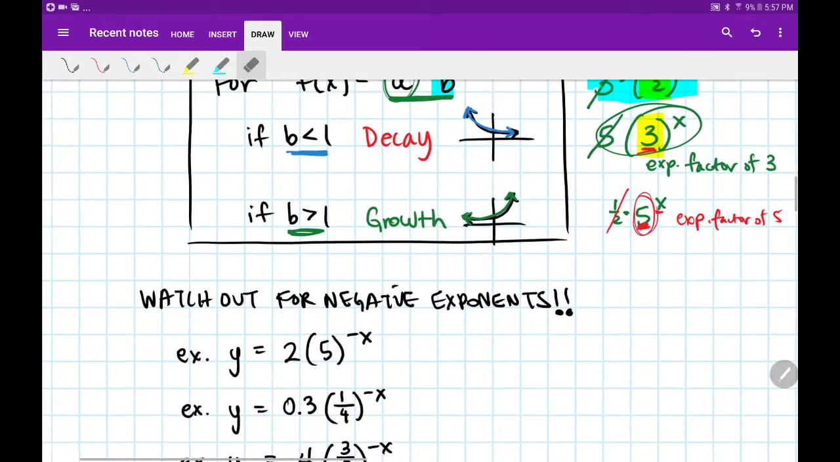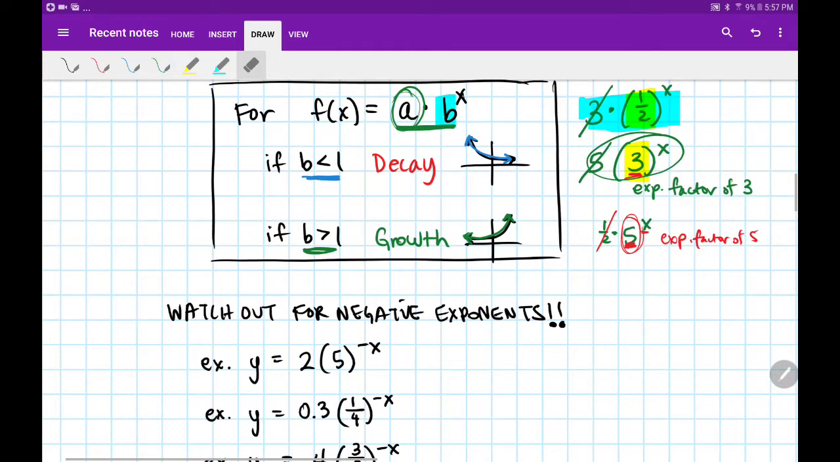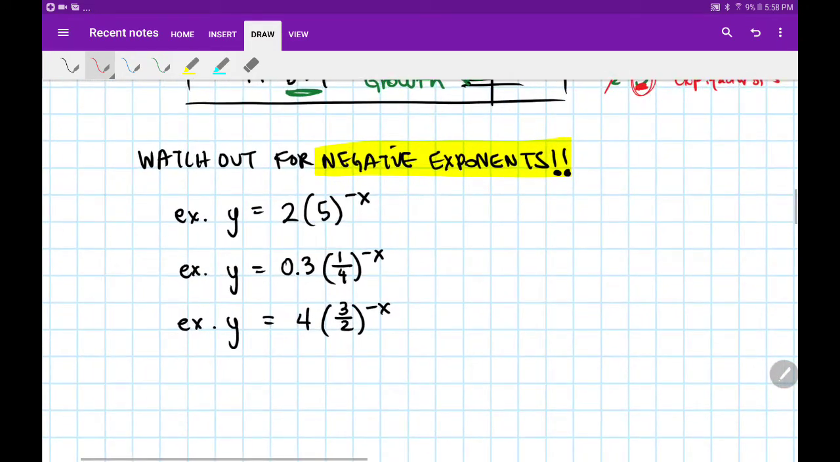Now, I do have one warning. I need you to watch out for negative exponents. Because negative exponents have this tricky little feature, right? Where they take the reciprocal of the inside. So, for example, if you look at this function here, our base looks like it's 5. So you might be tempted to classify this as growth because 5 is greater than 1.